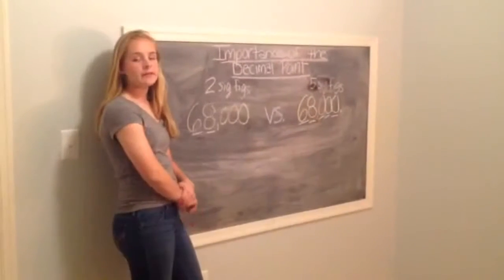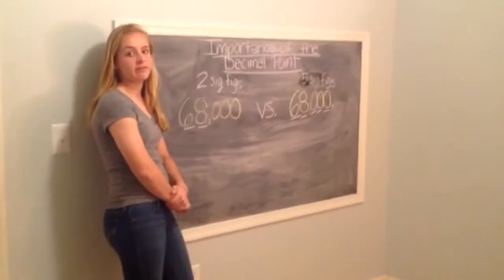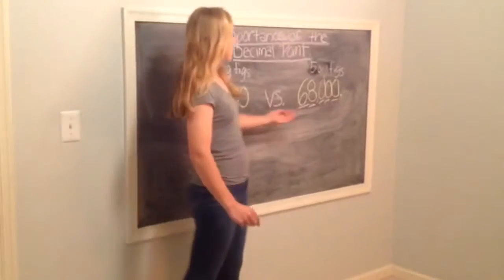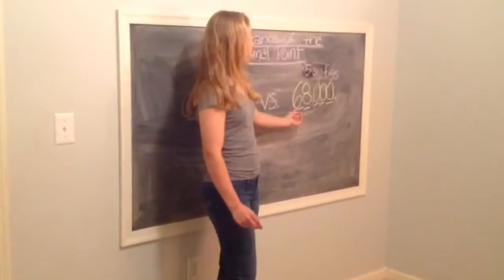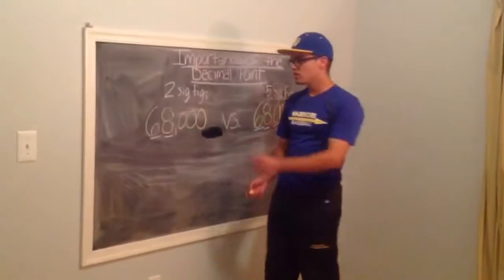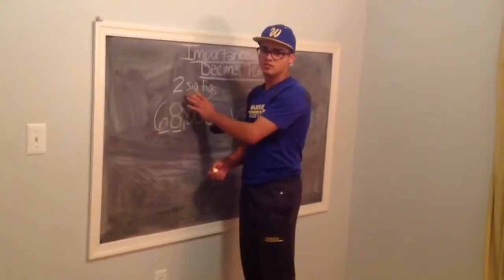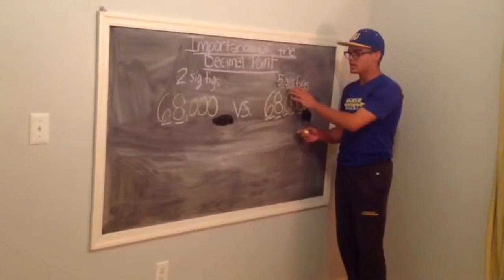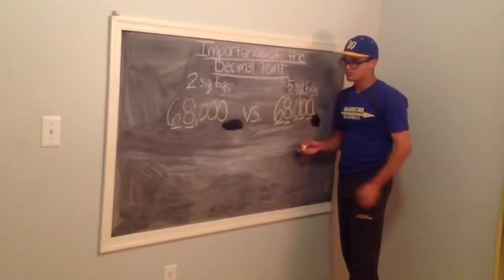Now we're going to talk about how a decimal point changes the number of significant figures. In our first example, there are 2 significant figures. In the second example, which has a decimal point, there are 5 significant figures. As my partner stated before, example 1 has 2 significant figures. Example 2, however, has 5 significant figures.